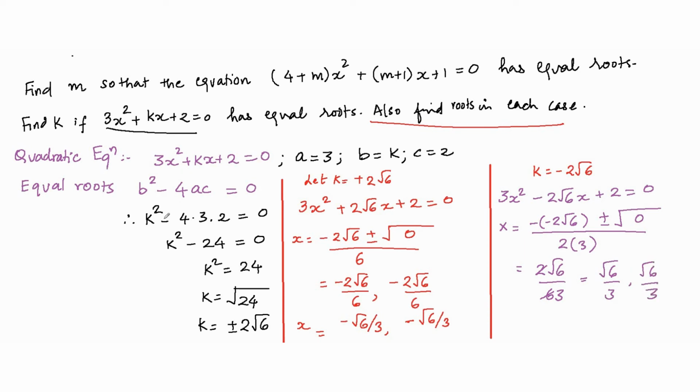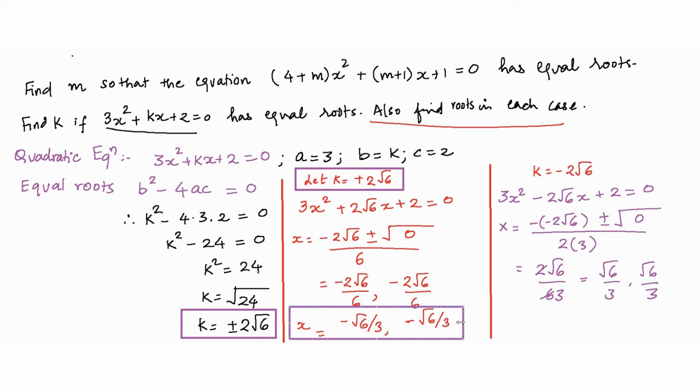So we conclude that this particular equation will have equal roots when k is equal to plus or minus 2 root 6. If k is equal to plus 2 root 6, then the roots are minus root 6 by 3 in both cases, like they are equal roots. And if k is equal to minus 2 root 6, then the roots are root 6 by 3 and root 6 by 3. Again the roots are real and equal. So this is how I can solve this particular question. I would like to pause for a minute before moving on to the next one.